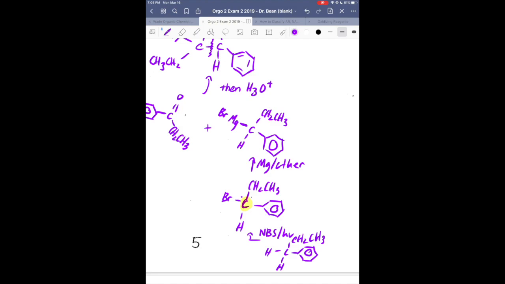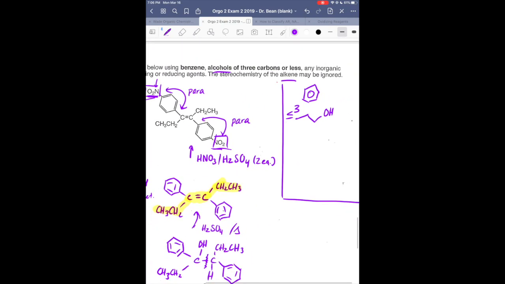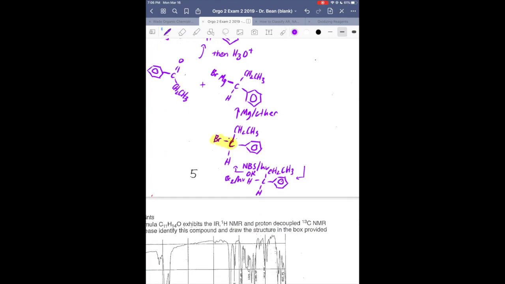What else could you have put there that works? Because it would give you the benzylic position with a bromine as your major. You could also do Br2 and light. That's what you could also do. Now, we're trying to get back to, my goodness, we're trying to get back to a benzene, alcohol, 3 carbons or less.